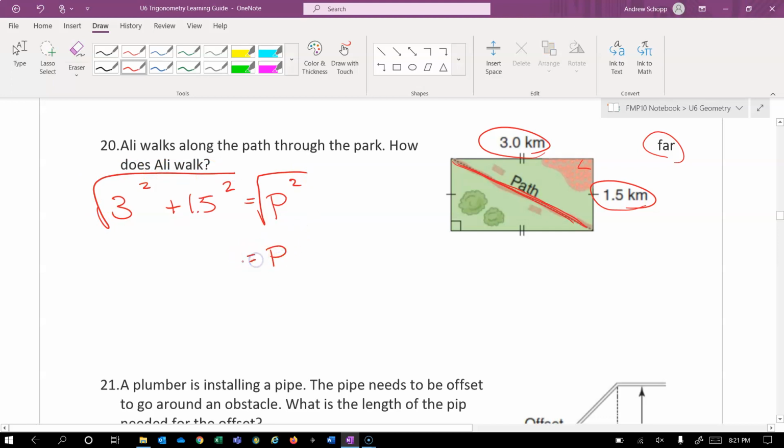And P is equal to the square root of 3 squared plus 1.5 squared, which when we calculate, that gives us 3.354 kilometers. It doesn't say how to round it, so we can just leave it as is.